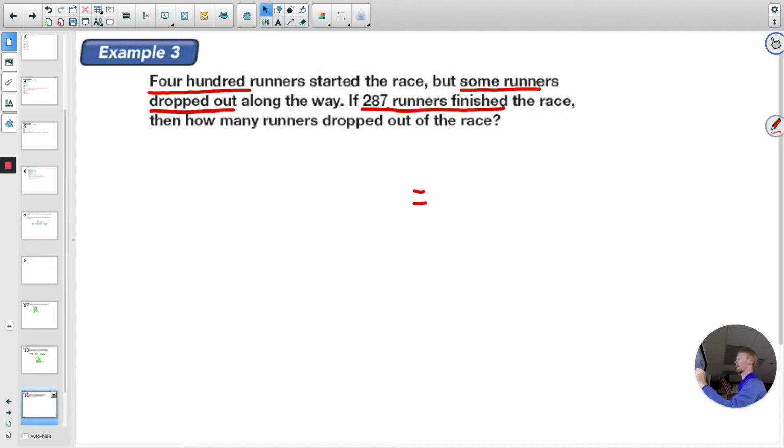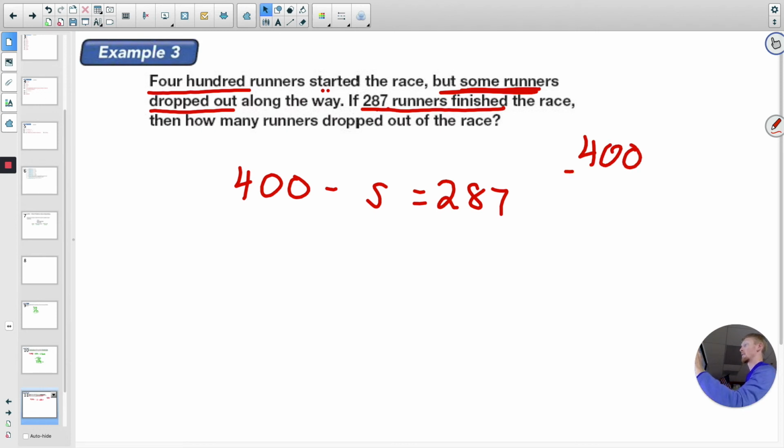So that should be to the right of my equal sign, 287, because that's what I have at the end of all this. I know how many started the race, 400. So I need to find out how many of these some runners dropped out. So 400 minus some gives me 287. So what I can do here is I can subtract. I'll have 400 minus 287. That should give me what S equals here.